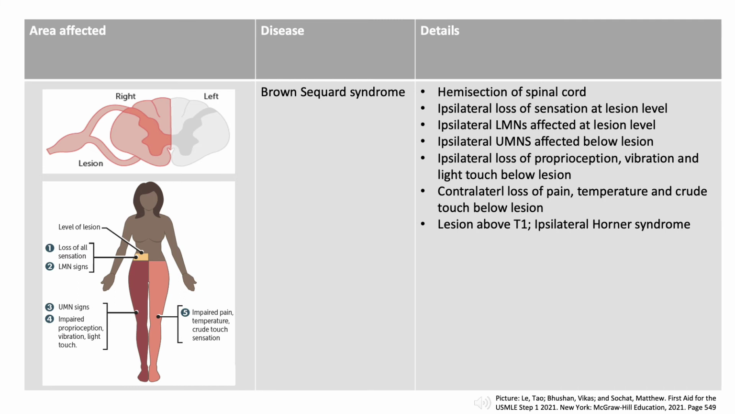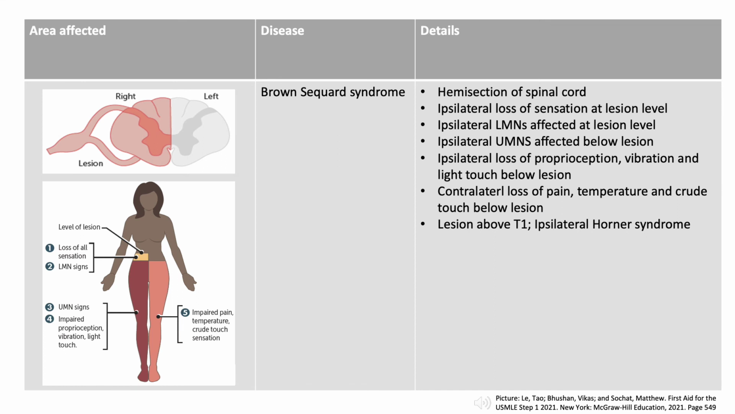On this slide, we will talk about Brown-Séquard syndrome. This is a syndrome that is usually caused by an injury, and it involves hemisection of the spinal cord. So imagine at a specific point in the spinal cord, there is damage to one half of it, either the right side or the left, and therefore if you have a lesion at L2, everything below L2 is affected.